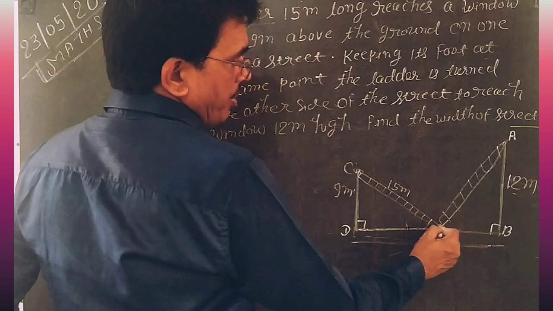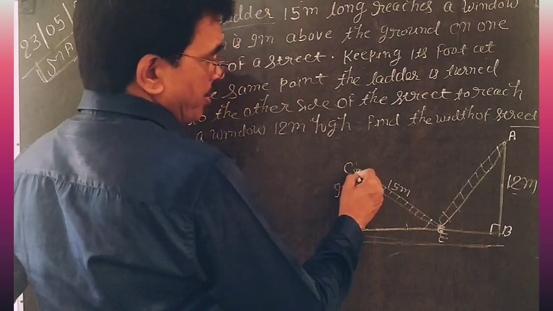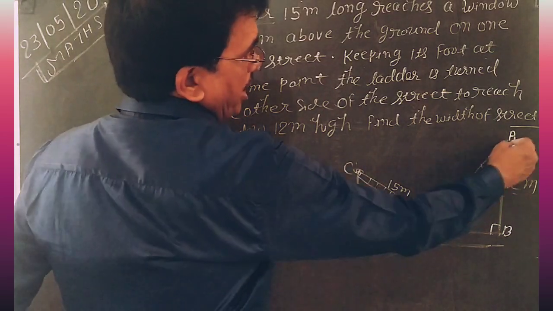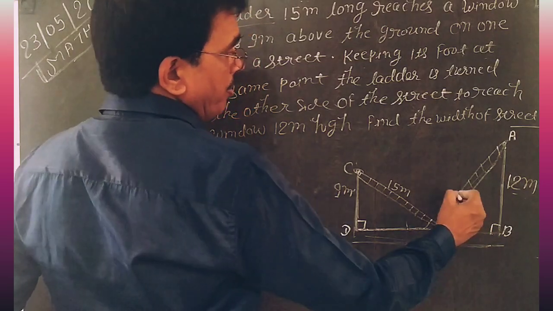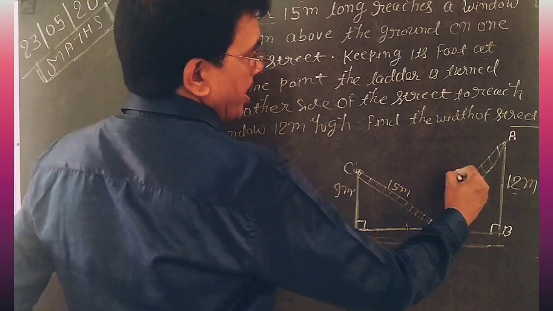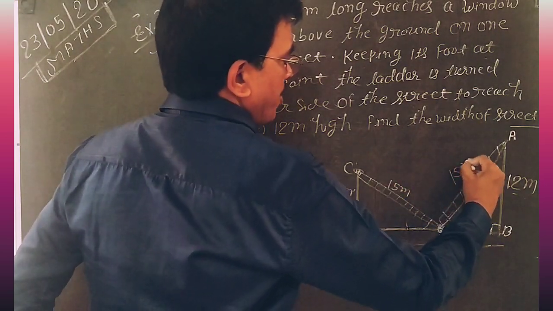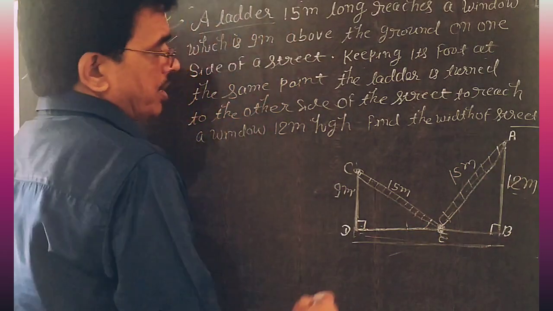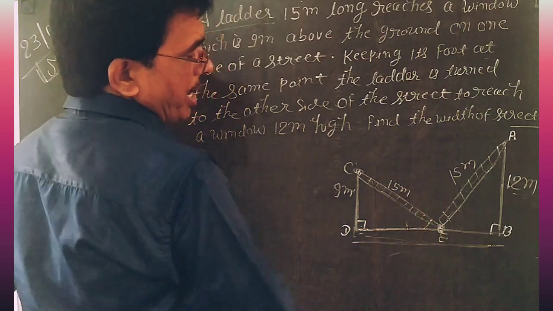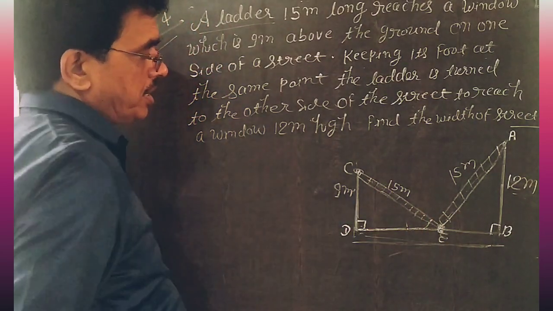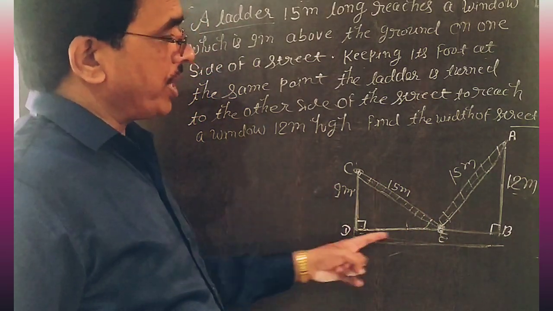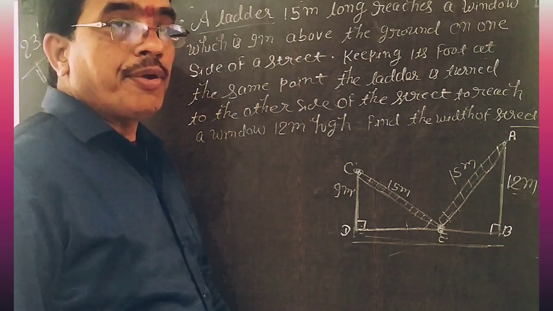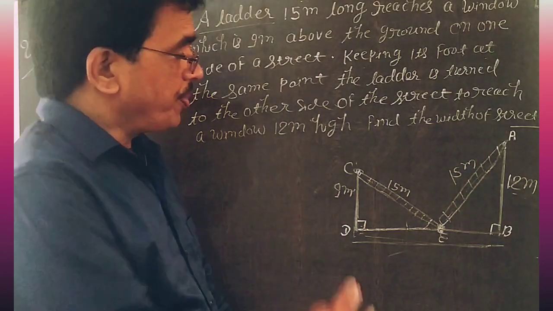The ladder at the point E: on one side the window is 9 meter above, on another side the window is 12 meter above, but the length of the ladder is constant and that is 15 meter. And your question, what is the width of the street? So it is clear, the ladder works as the hypotenuse and the window height works as the perpendicular, and you have to find the base in both triangles.